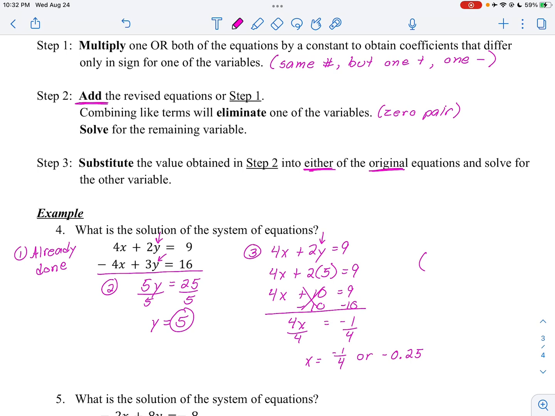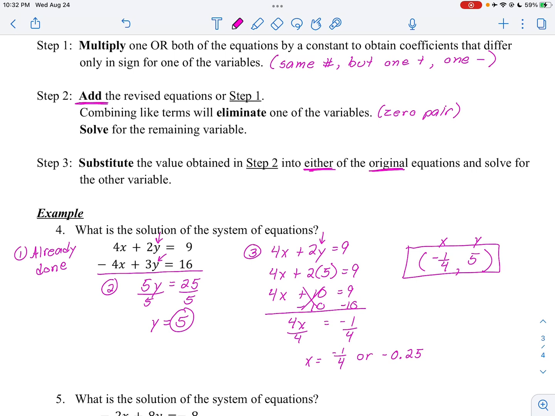So make sure you put it in the right order. Remember, x must come first. So x is our -1/4, or I'll let you get away with -0.25, just don't lose your negative. And then the y value is 5. And so then that is our answer.